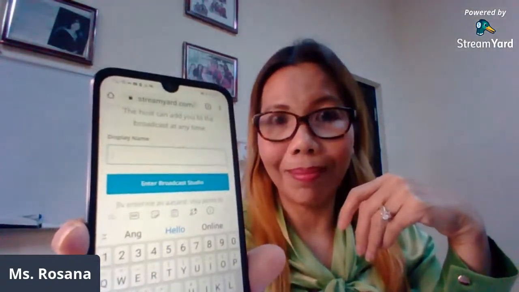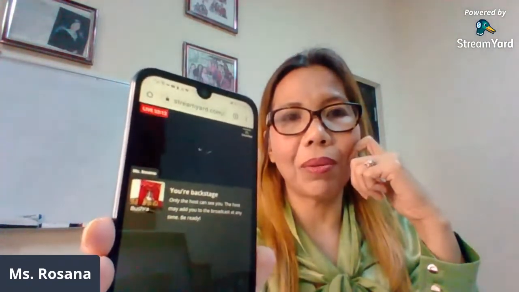And then you type up the display name. Type your first name, Mohammed or Maria, or Bushra, so I'd be Bushra today. And then enter broadcast studio. So I am now entering the broadcast studio. And then on the lower portion, you can switch off the camera. It says cam there. Disallow the camera so that your face won't be shown.